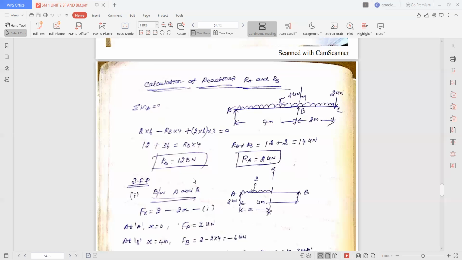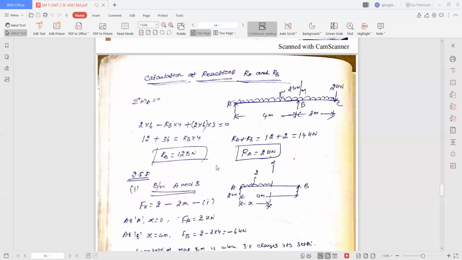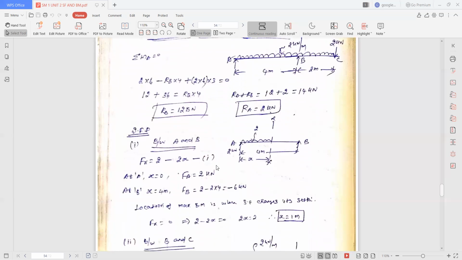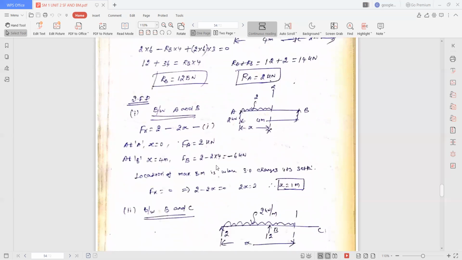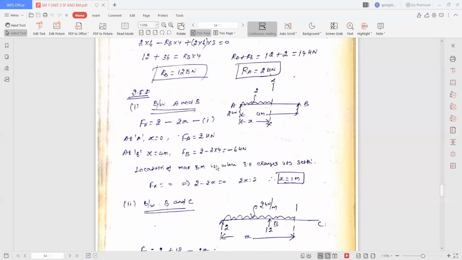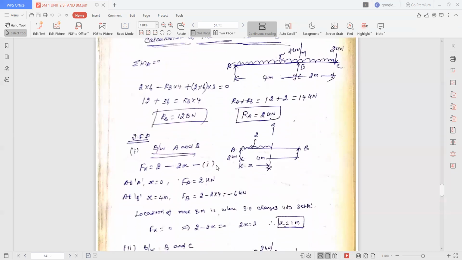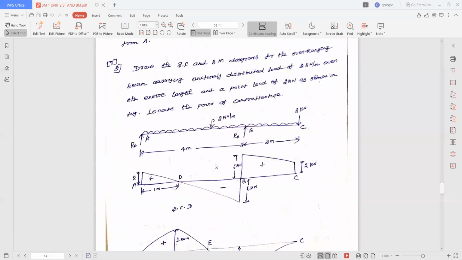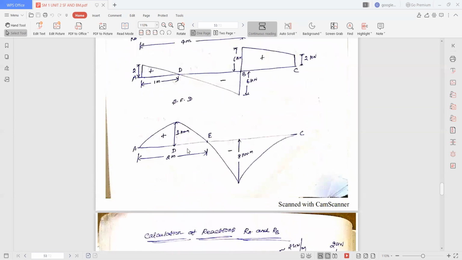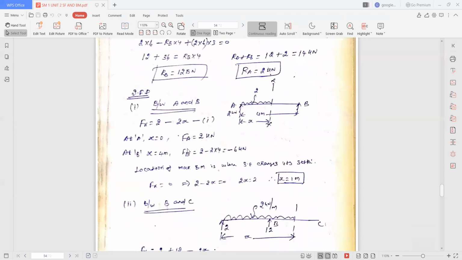That is how we have to find the reactions first. Then we can go for how to draw the shear force diagram and bending moment diagram. First, we will see how to draw the shear force diagram. I already said, if you want to know the shear force value at A and at B, you need to take the section between A and B. If you want the shear force at B and C, you need to take the section between B and C. So here, in between A and B, I will take the section to find the shear force at A and B.